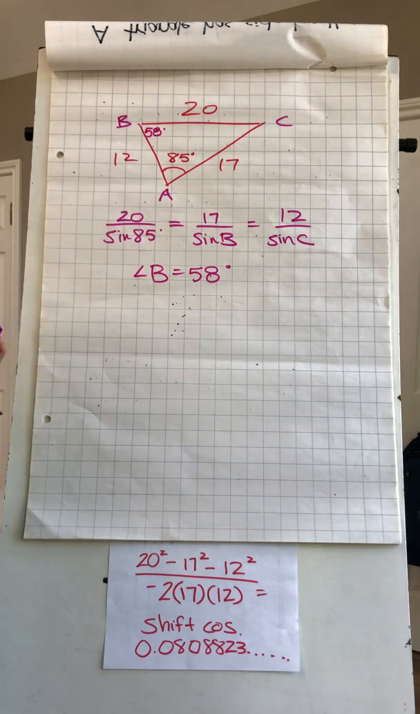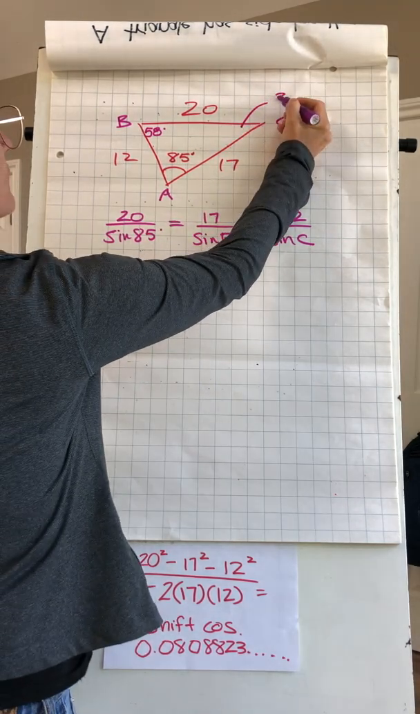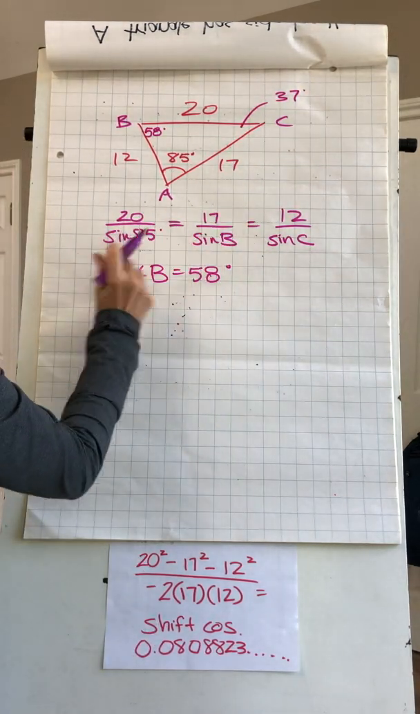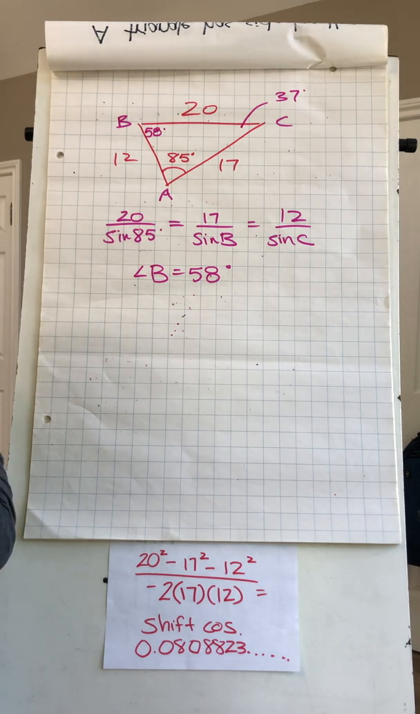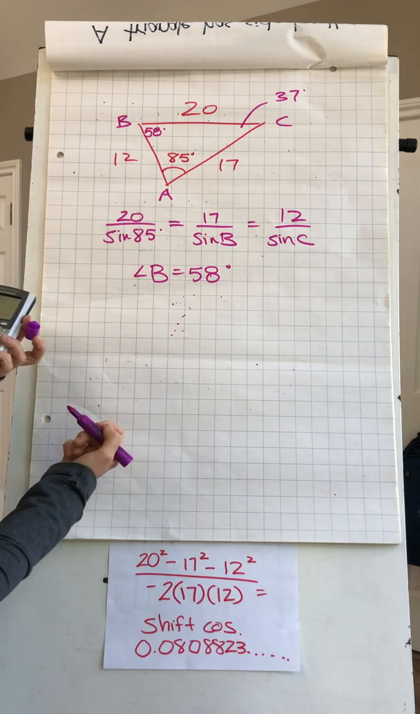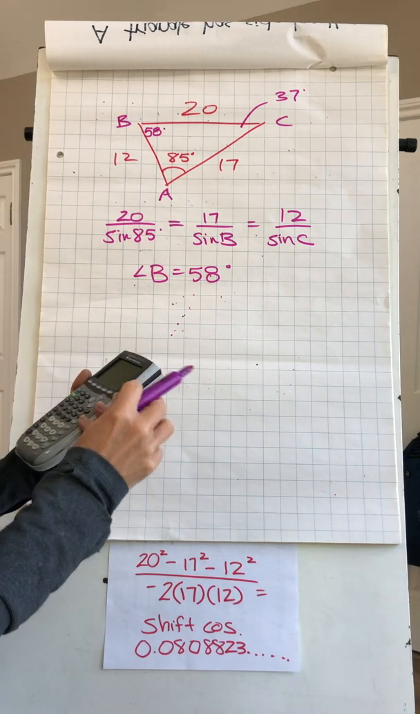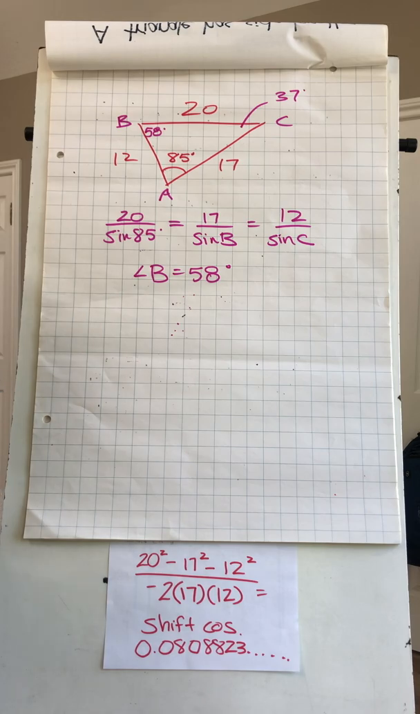Now you can just subtract 180 minus 85 minus 58 and you get this one is 37 degrees. Again, I could also use 12 times the sine of 85 divided by 20 and then hit shift sine. And yes, I get the exact same answer of 37 degrees. Awesome.